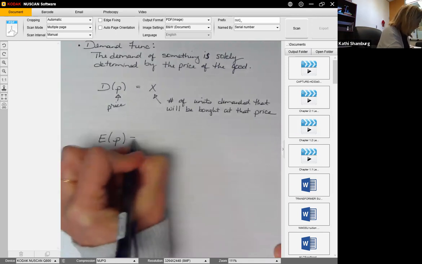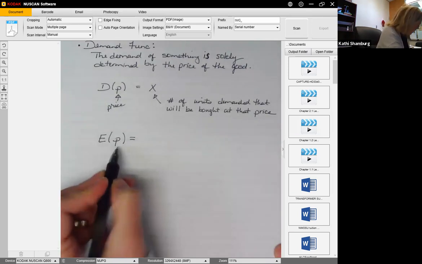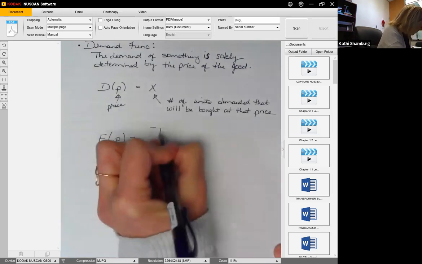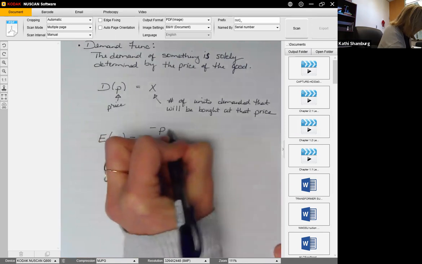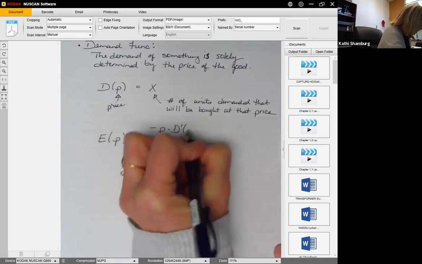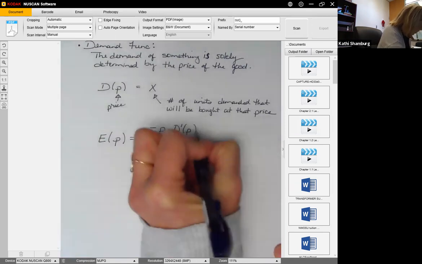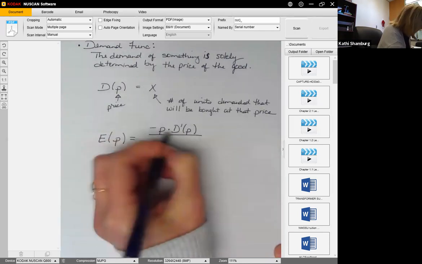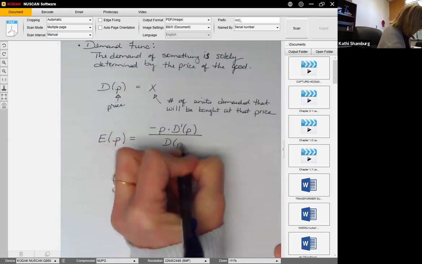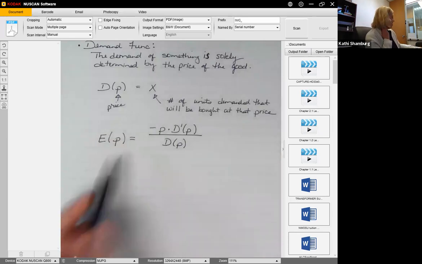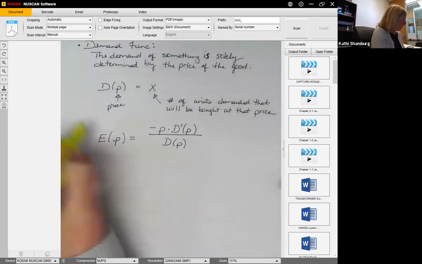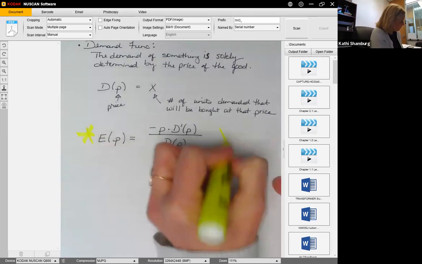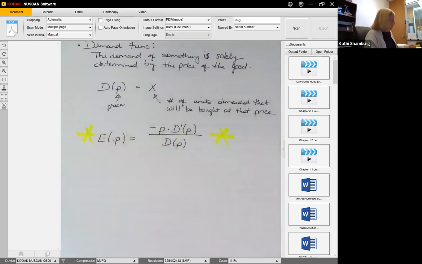And again, remember P is price, and that is negative P times the derivative of the demand function divided by the demand function. So this right here is what we watch for, because that's going to give us E. And then we have to look at, what is E?